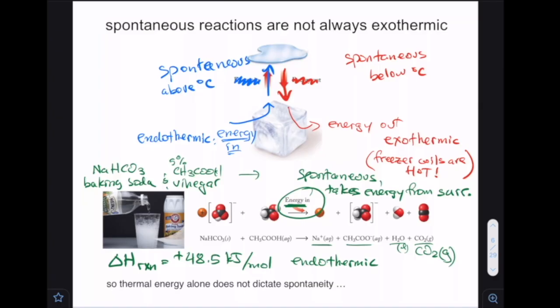It's an endothermic reaction. But something else is going on that makes this reaction spontaneous. It's not just whether it's endothermic or exothermic. Right? Thermal energy alone does not dictate spontaneity. The other thing to consider is entropy, and that's what we're going to be talking about in class.